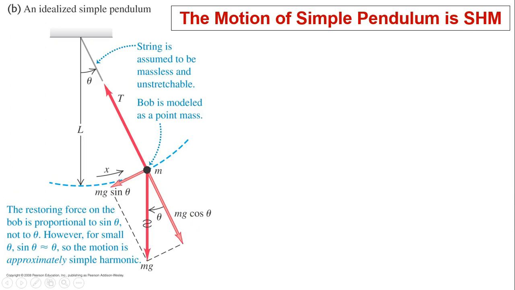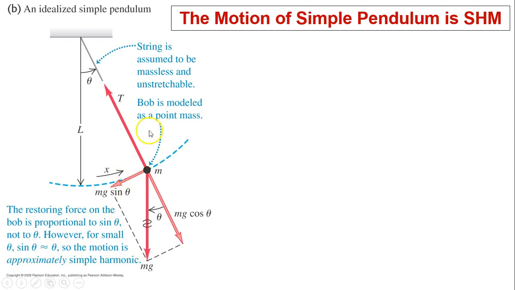The motion of a simple pendulum is simple harmonic. Let's see how we got to that conclusion. Here is an idealized simple pendulum. The string is assumed to be massless and unstretchable. The bob is modeled as a point mass. So on the bob, there are two forces. One is gravity, one is tension.